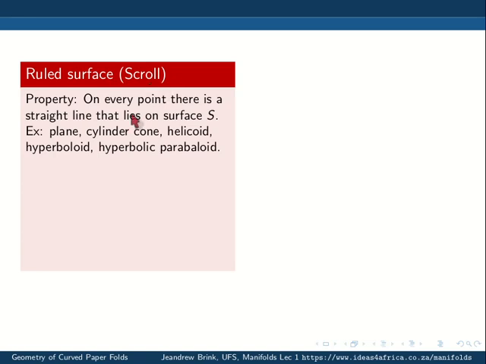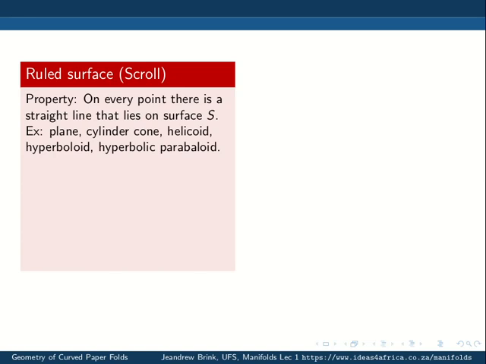Okay, a couple of examples. A plane, right? Any flat sheet of paper, which I don't have because I've folded them all. Any flat sheet of paper, if this thing were flat, it's a ruled surface. Every place where you have a point, you have a straight line going through it that lies within the surface. Another example is a cylinder.